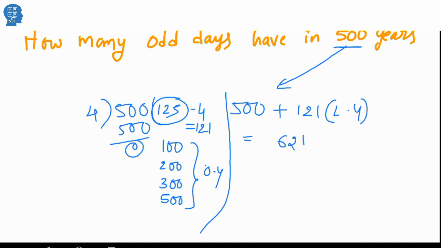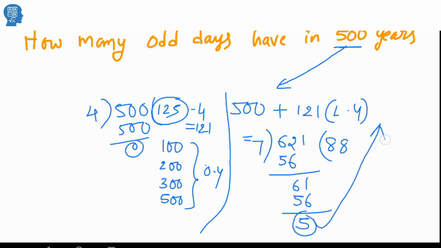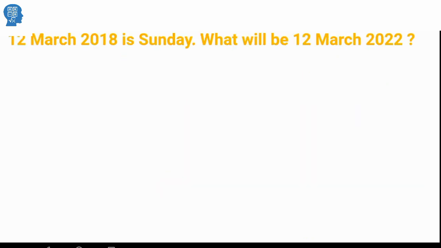To find the number of odd days in the given period, we have to divide by 7. 7 8s are 56, 61. Again 7 8s are 56. So the remainder we are getting is 5. So the answer for this problem is 5. There are 5 odd days in 500 years. Hope you understand how to find the number of odd days in a given number of years as well as days. Next we are going to see another problem.